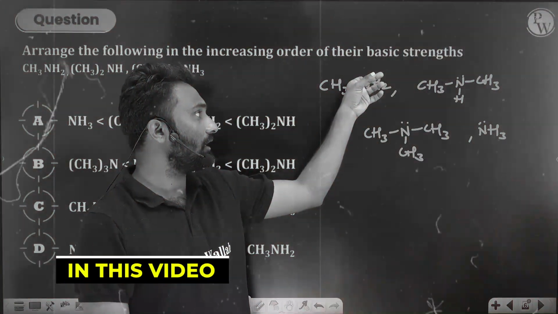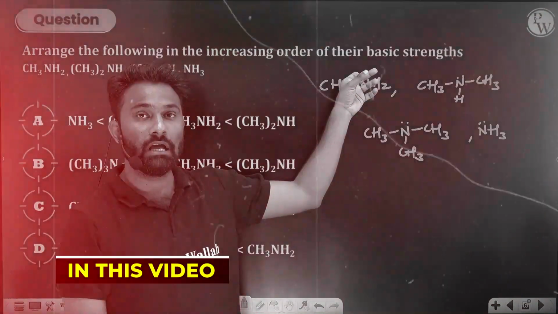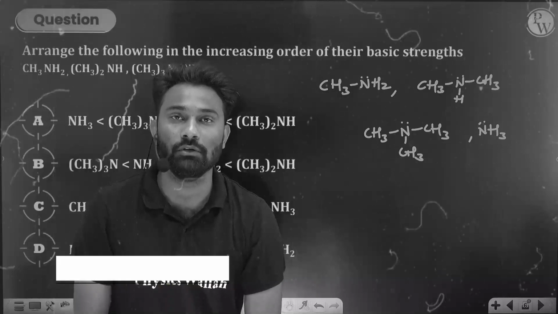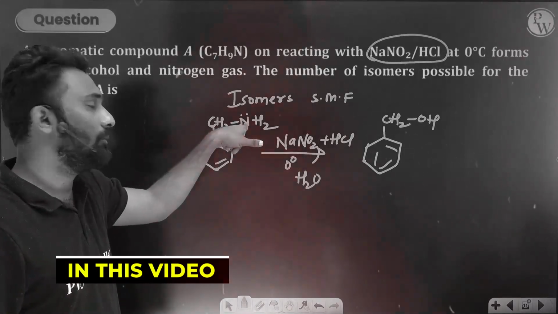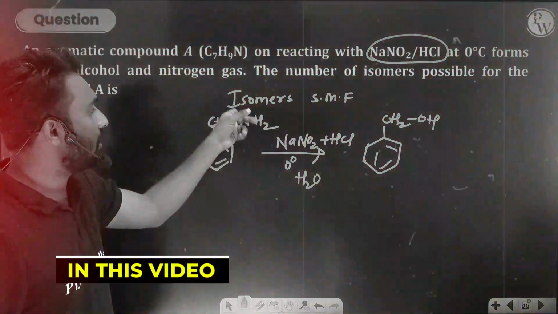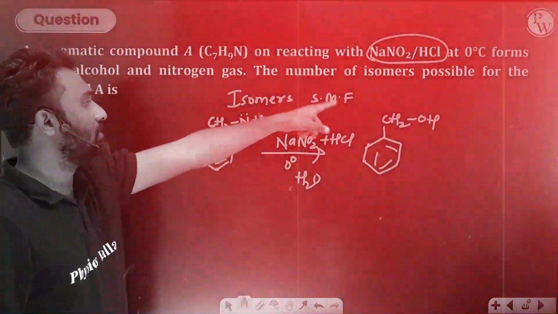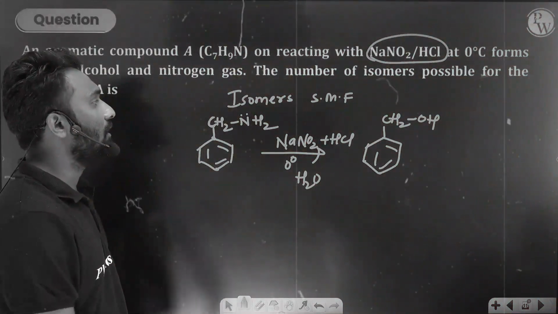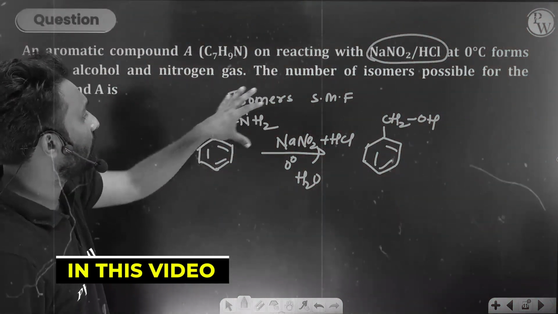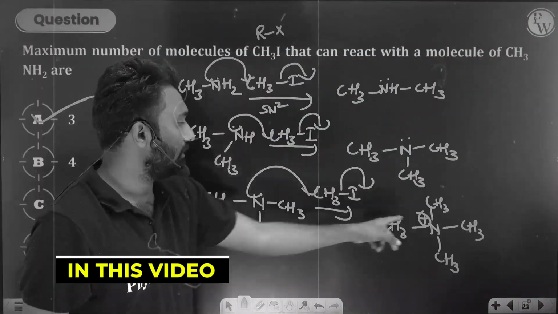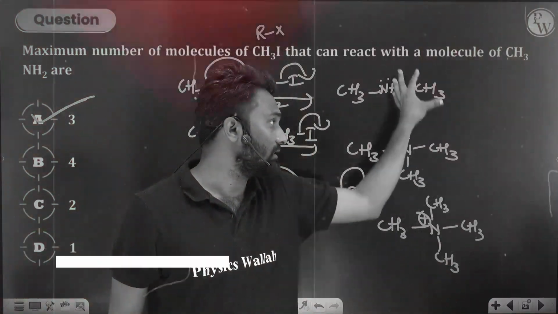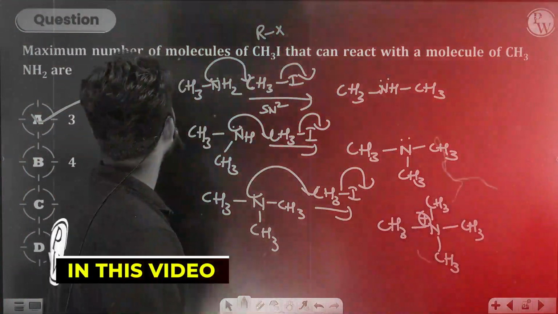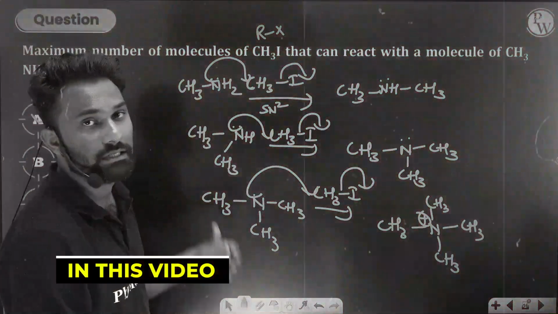This lone pair of electrons on nitrogen should be available to give to the electron deficient species. Diazonium salt: first it will be converted to aniline, then to diazonium salt. This diazonium salt, upon hydrolysis, will give what? Benzyl alcohol. But he is asking the number of isomers possible for this A. Here there is no availability of the lone pair of electrons. That's the reason these are the three maximum products, the maximum number of molecules it can react with. Okay.